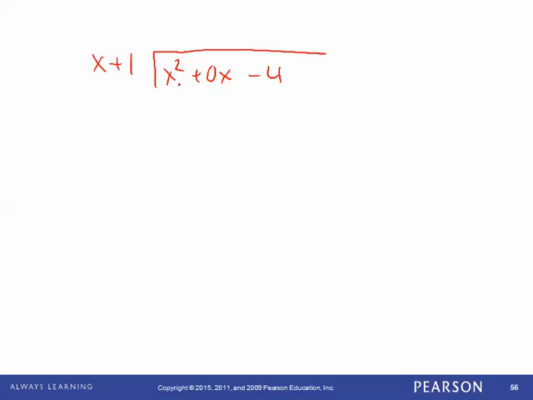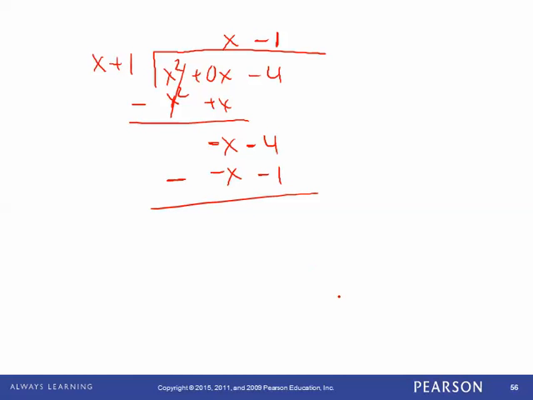X times what gives you x squared? X times that is x squared, x times that is x, and we subtract. So that's gone. Looks like 0 subtract 1. Everybody okay there? So then x times what gives you a negative x? Negative 1. Negative 1 times x is negative x. Negative 1 times that gives me a negative 1 as well, right? And we're subtracting. Or we can actually just add the opposite.